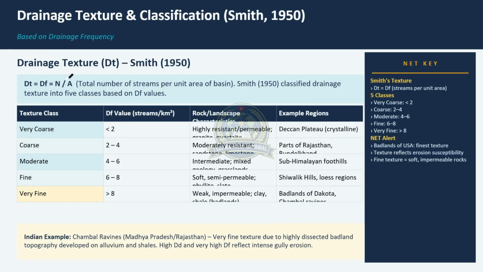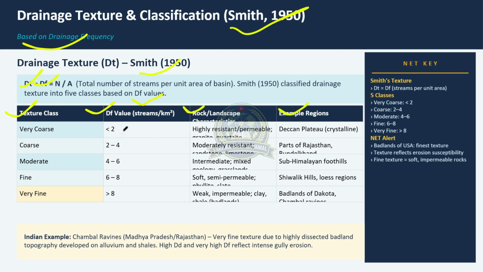Okay, drainage texture and classification. According to Smith 1950, drainage texture is based on drainage frequency. Drainage frequency is equal to N, the total number of streams, divided by the area of the basin, that is, streams per unit area. Smith 1950 classified drainage texture into 5 classes based on drainage frequency values. The table lists texture classes, drainage frequency value in streams per square kilometer, rock and landscape characteristics, and example regions.